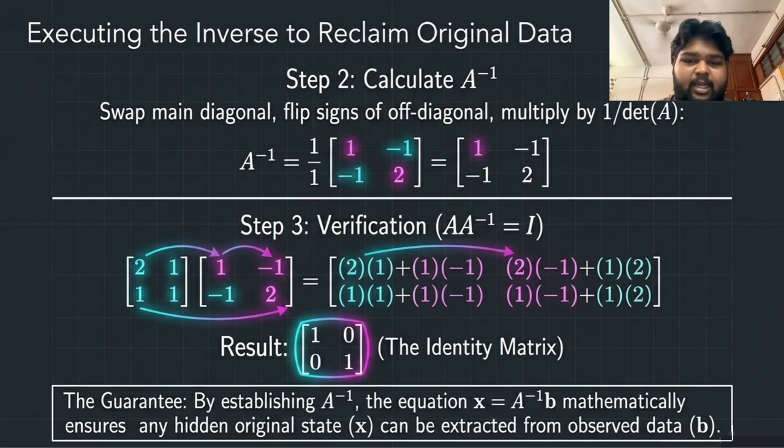Next, we verify our result by multiplying matrix A by its inverse. Performing the matrix multiplication gives us the identity matrix. This proves that applying the inverse of A completely reverses the original transformation, allowing us to recover the original data accurately.